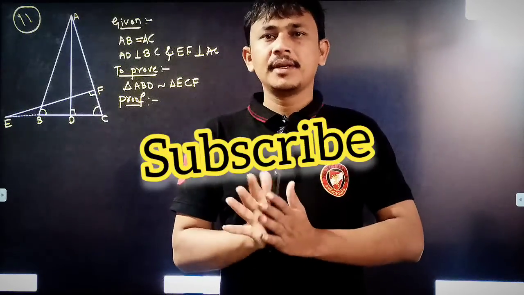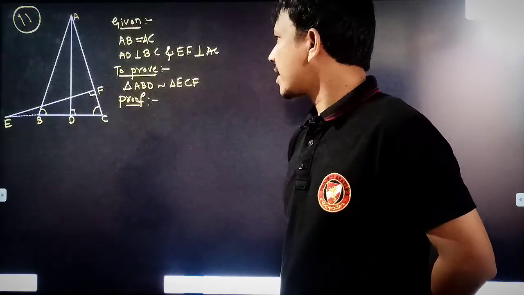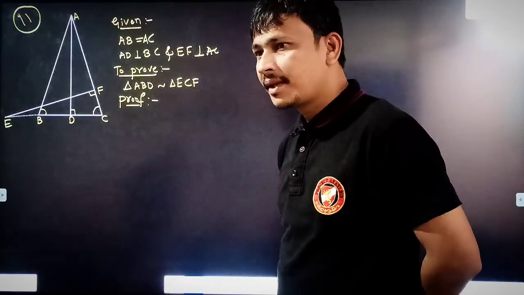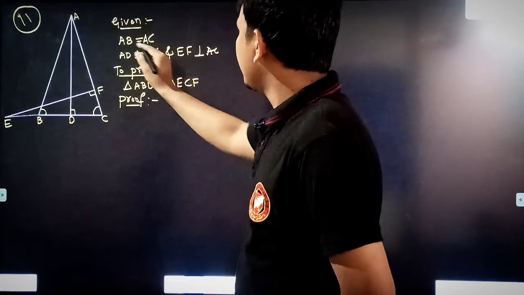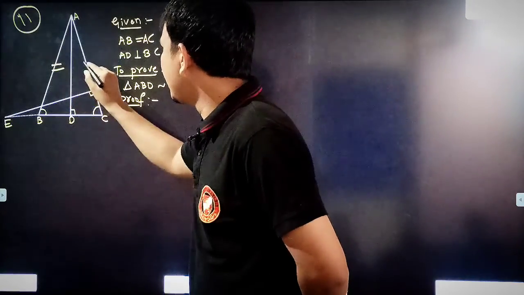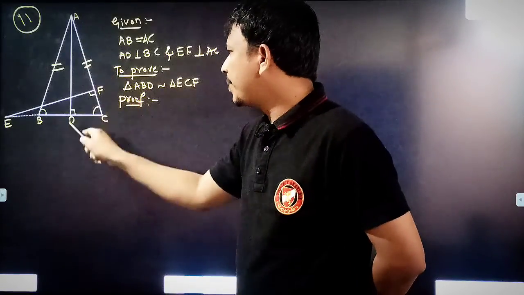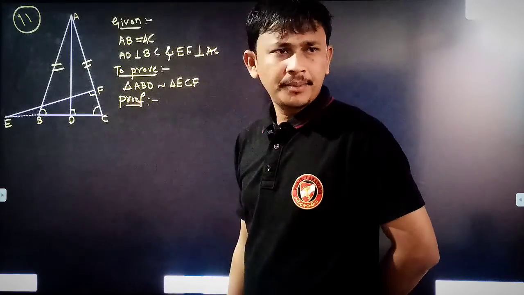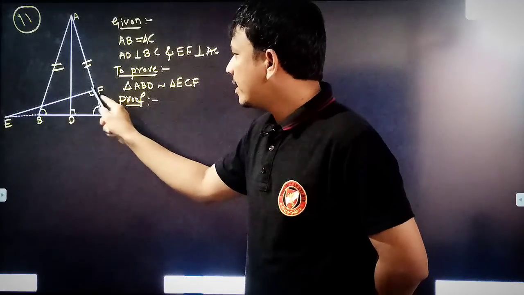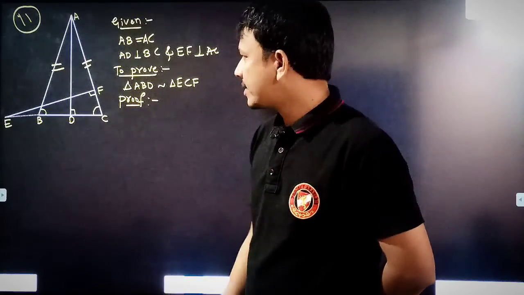11th question. In the question they have given that ABC is an isosceles triangle, AB is equal to AC, and AD is parallel to BC, and also they have given that EF is parallel to AC.